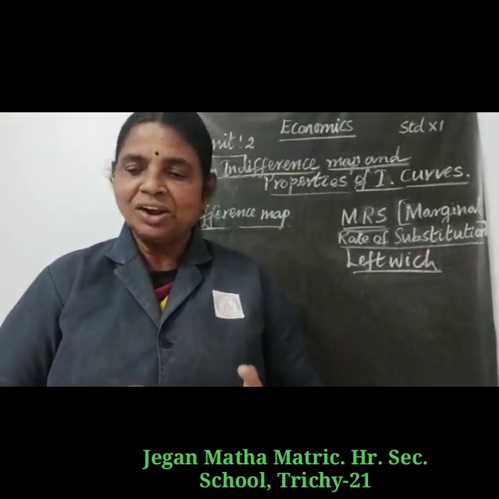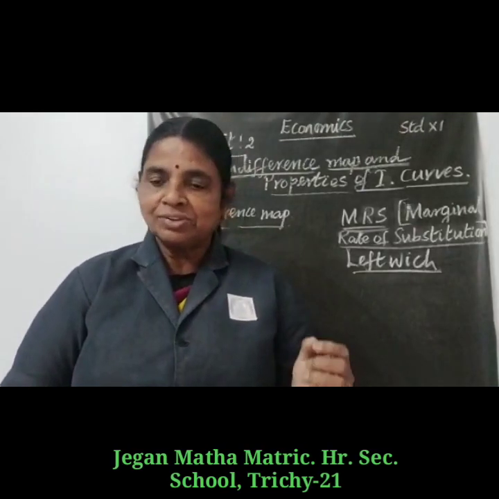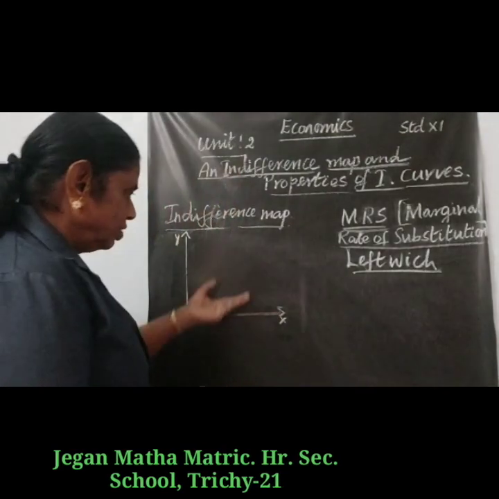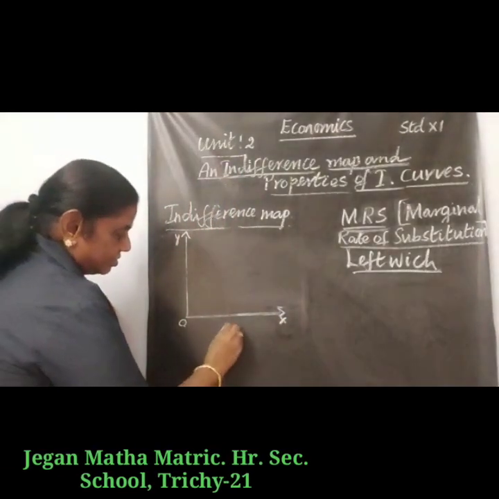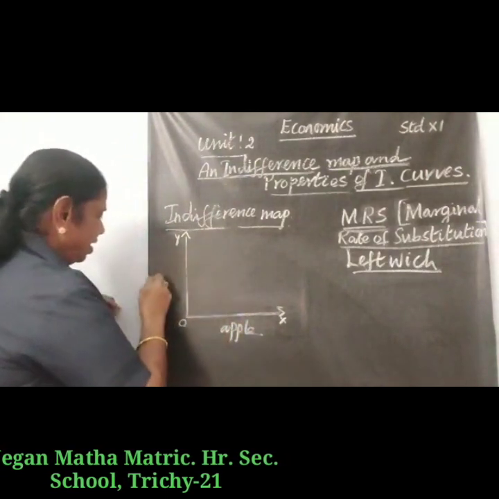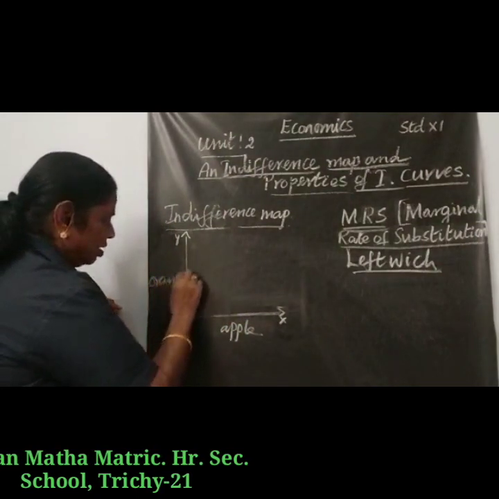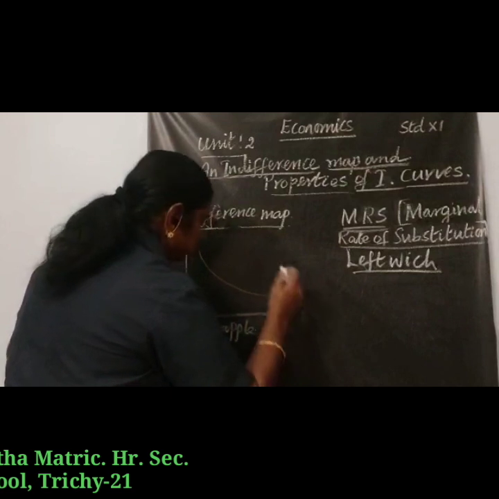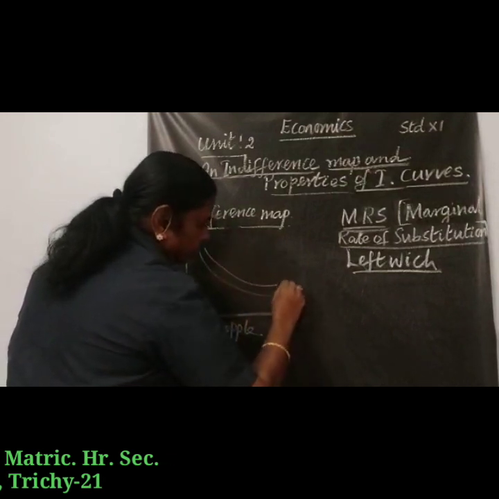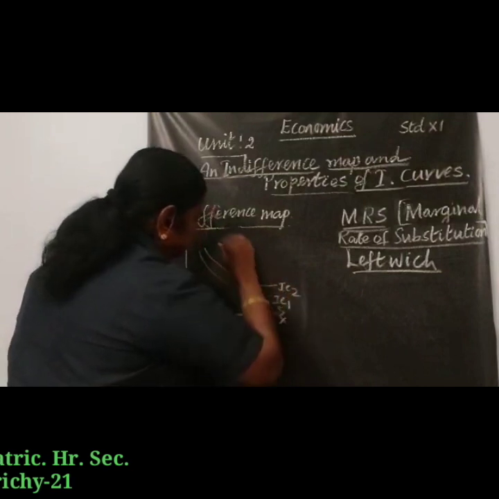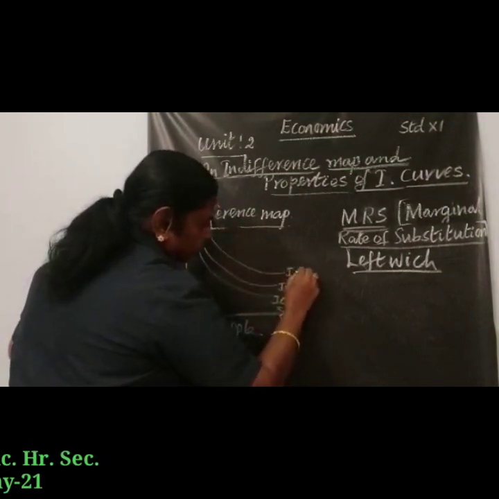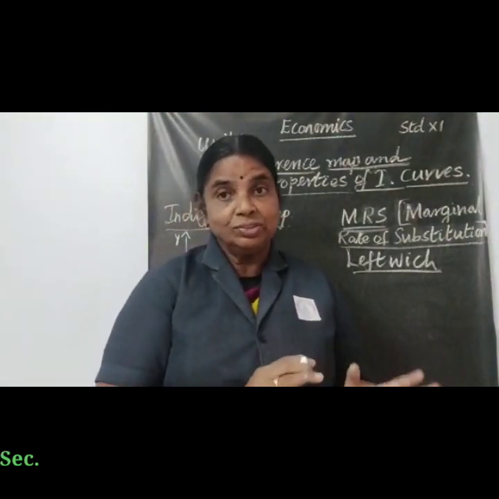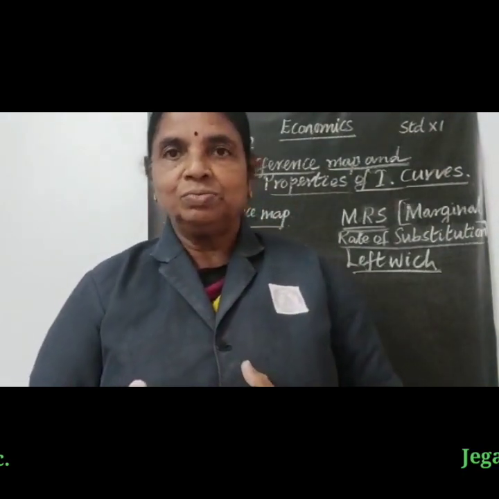We can draw several indifference curves, each representing an indifference schedule. So, we can draw it with apple on the horizontal x-axis and orange on the y-axis, and we can draw several indifference curves. The first one is IC1, the second one IC2, and the third one IC3. So we can draw several indifference curves in accordance with the indifference schedule.